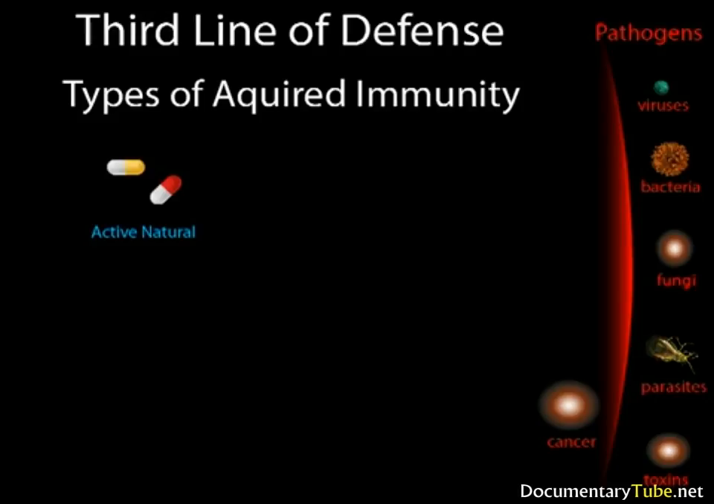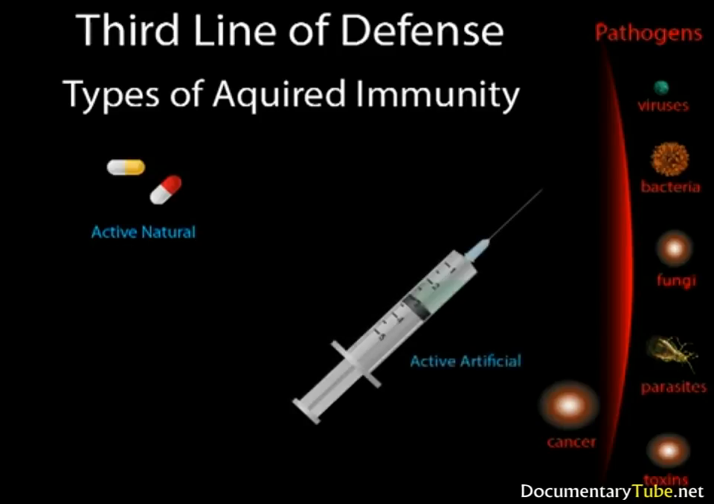You can also receive acquired immunity artificially, which is referred to as active artificial immunity. This is the immunity that you receive from vaccines. The vaccine causes your immune system to react, forming memory B cells or T cells, and this in turn gives you acquired immunity to that disease. But the immunity is artificially induced.